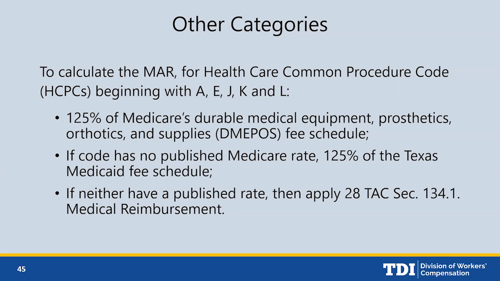Now, if the code has no published Medicare rate, then it's 125% of the Texas Medicaid fee schedule. And if neither Medicare nor Medicaid have a rate, then you're going to apply the 134.1 medical reimbursement, which is fair and reasonable. So just know if you're billing A, E, J, K, and L, it's a step down. Medicare first, if not Medicare, Medicaid, if not Medicaid, then it's fair and reasonable.